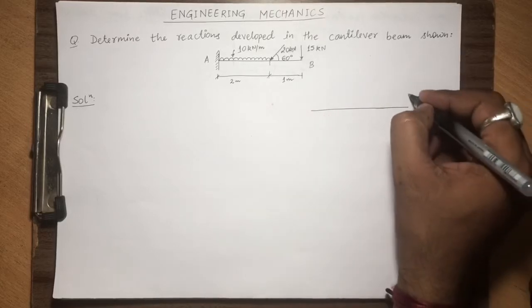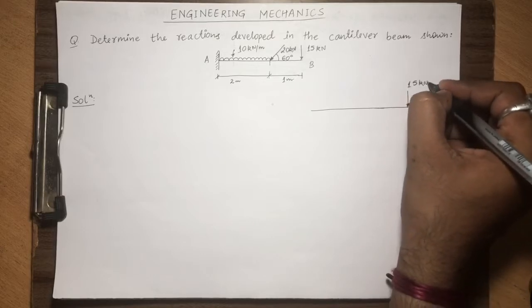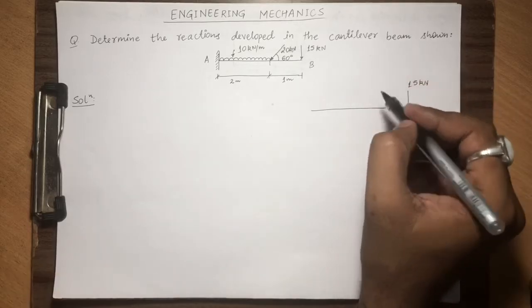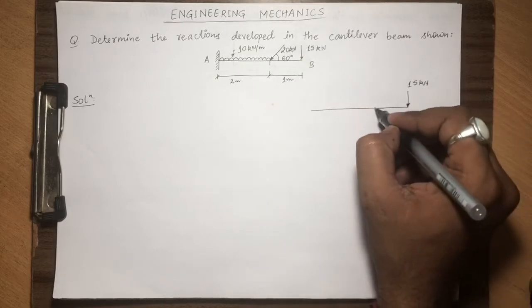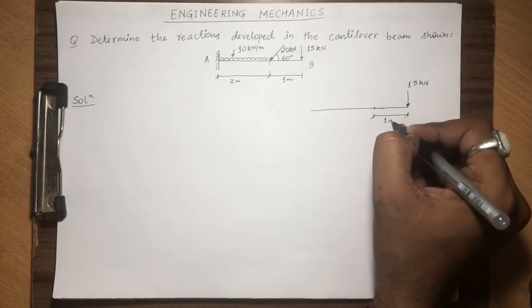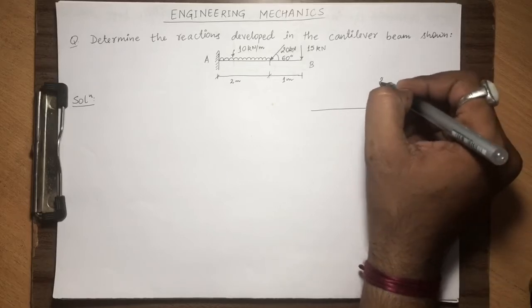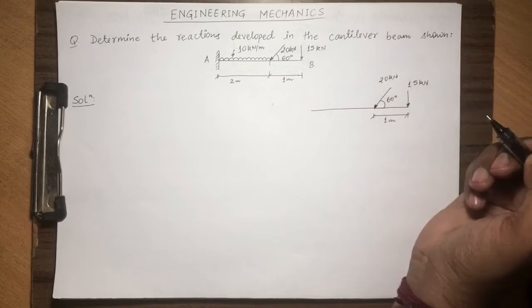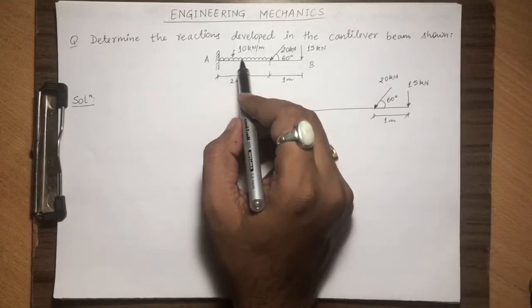First external effect is this 15 kilonewton. This is a concentrated load. In the loading we have seen it is 1 meter from the free end, somewhere here. This distance is 1 meter. An inclined load of 20 kilonewton is acting at an angle of 60 degrees. It is also given.